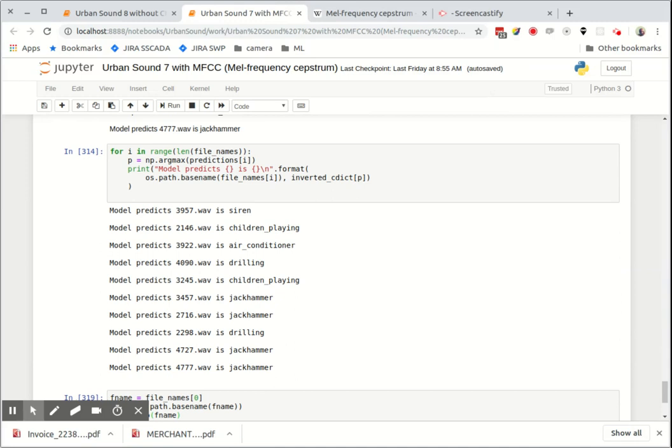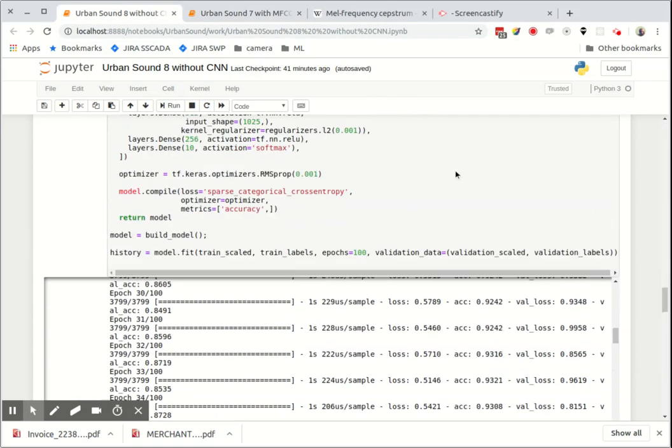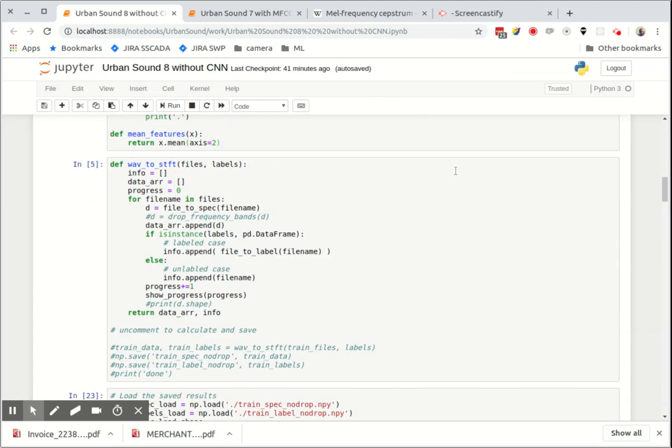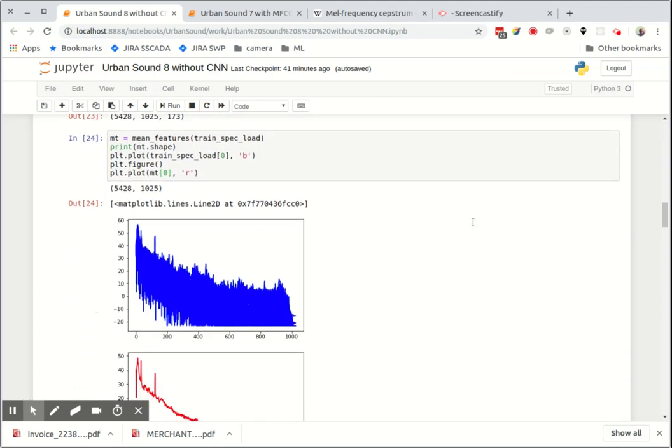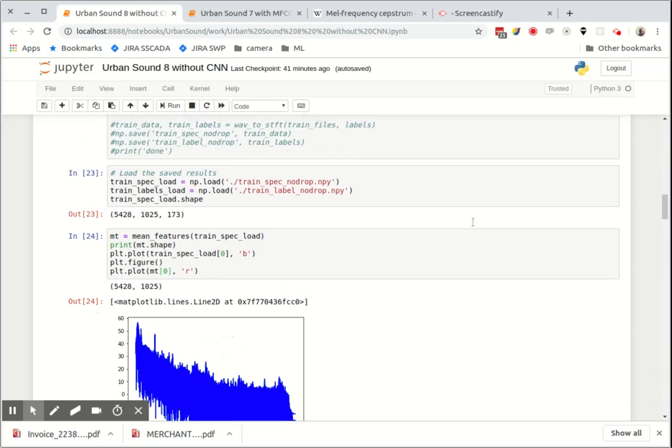So I said, okay, well, maybe if I take some of the things that I learned here and I apply it back to the spectrogram, let's go ahead and run spectrogram. Generate spectrograms. And here I thought I would try to take the mean of the features. So here, whenever I run through it, I load my saved results. I've got 5,428 samples, and each of them are 1025 by 173. So I did the same approach by taking the mean so I could reduce this data set from 1025 by 173 to just 1025 features, right?